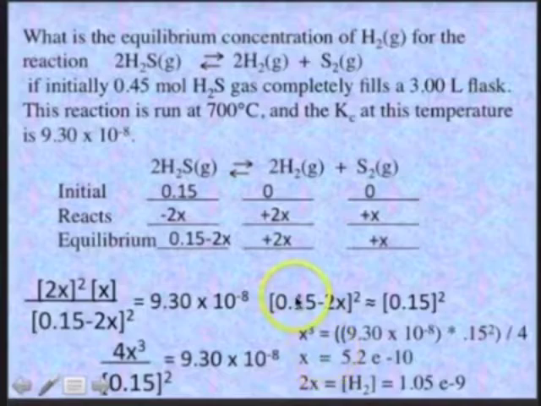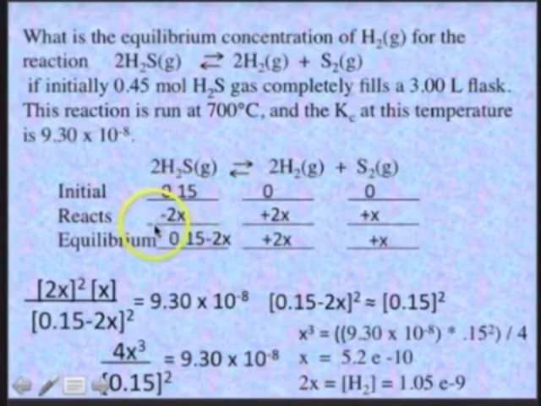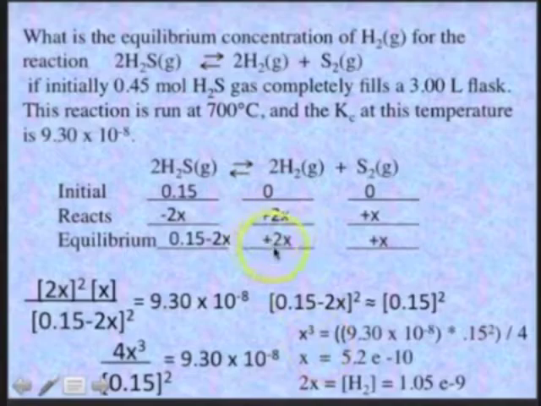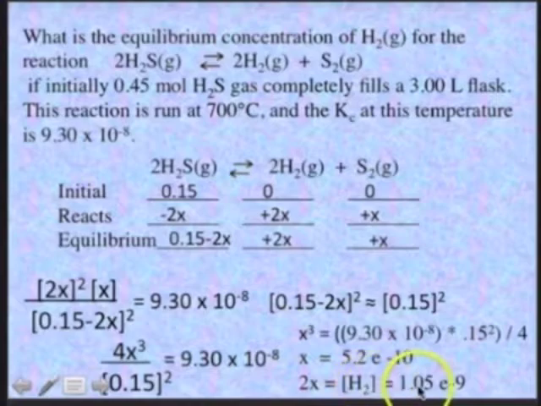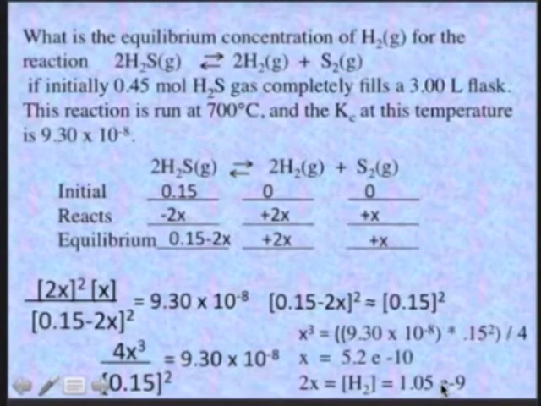Read the question. The question is asking for the equilibrium concentration of hydrogen. And x is not that. X is half of that. That's how we have defined x and hydrogen as 2x. So 2x is the concentration of the H2, and that's 1.5 times 10 to the minus 9. A really, really small number. Okay? So that's how you do this algebraically, by making this really nice approximation.